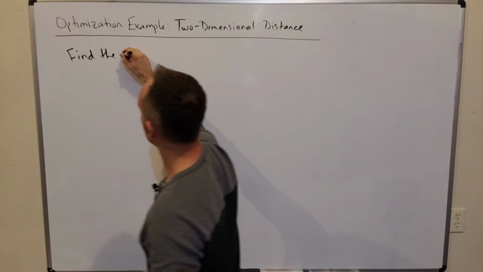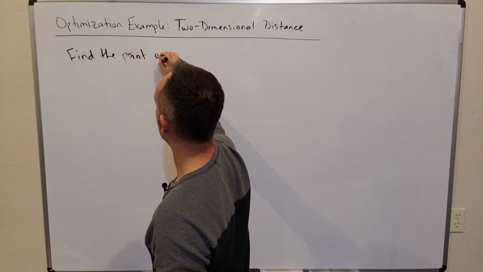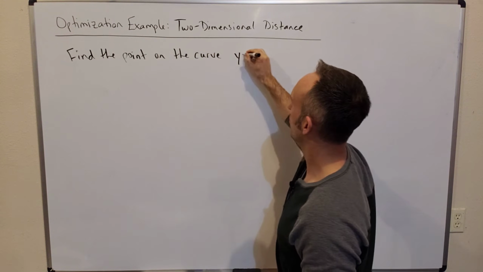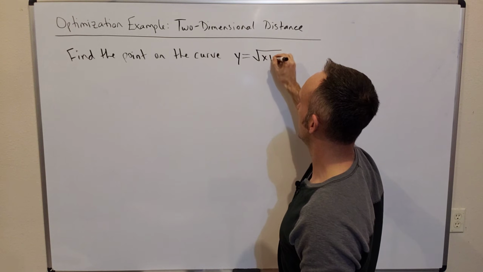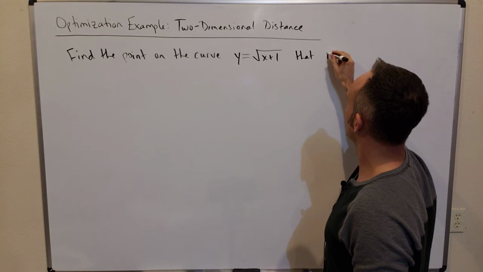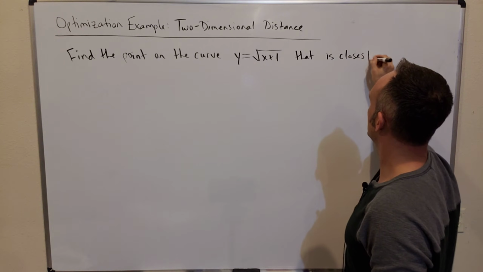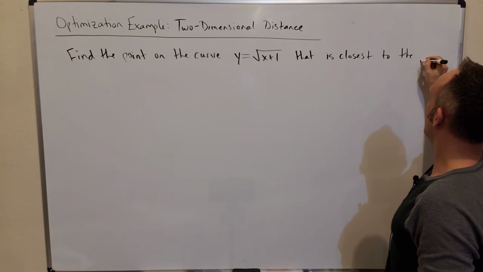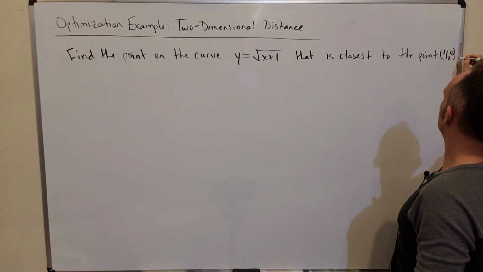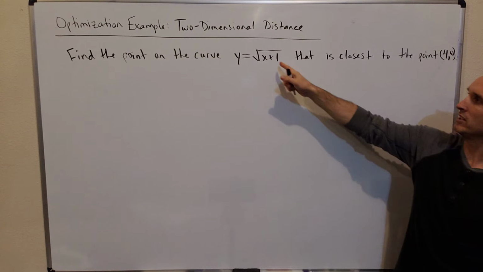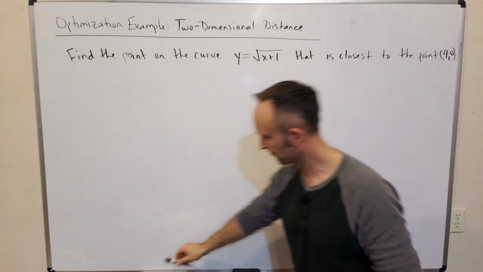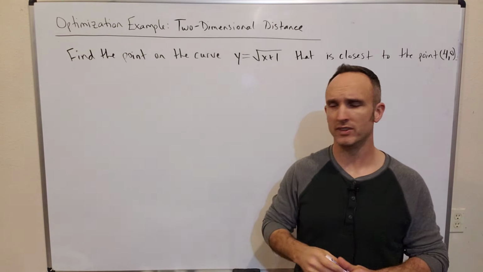Find the point on the curve y equals the square root of x plus 1 that is closest to the point 4, 0. So find the point on this curve that is closest to the point 4, 0. So we're going to draw a picture of this.